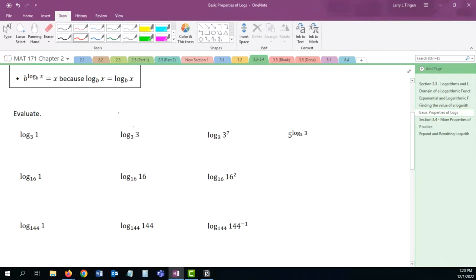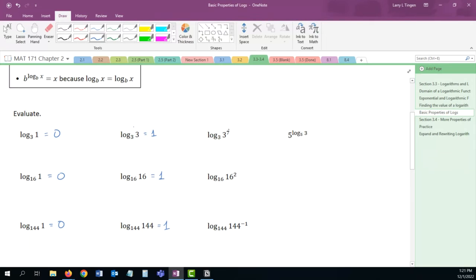So let's just do a quick run through of evaluating these. They're going to have the same answer. You'll pick up on the pattern pretty quick. Log base 3 of 1. Well, what power do I raise 3 to get 1? Anytime the argument is 1, the answer is 0. What power do I raise 16 to get 1? 0. 144 to get 1, 0. Next, the base and the argument match exactly. What power do I raise 3 to get 3? 1. What power do I raise 16 to get 16? 1. 144 to get 144? 1.